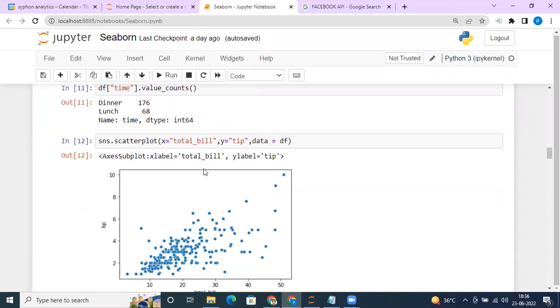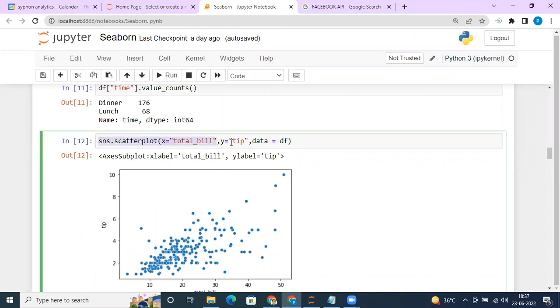Then we discussed when we have two numeric columns and those two columns are floating point data, what kind of graph you should use. You should use a scatter plot. We saw that if we have two floating point columns and we want to find out what kind of relationship they have, we can use a scatter plot.